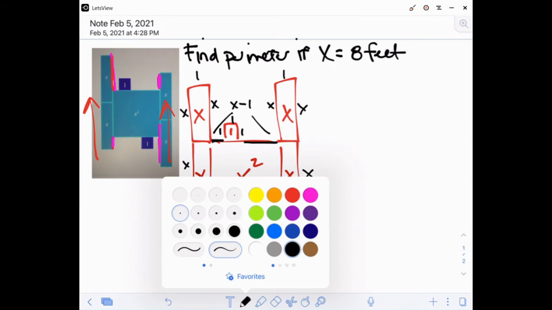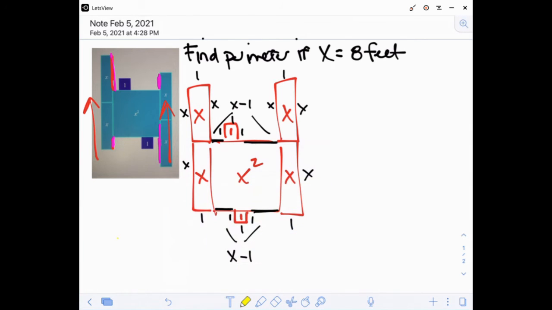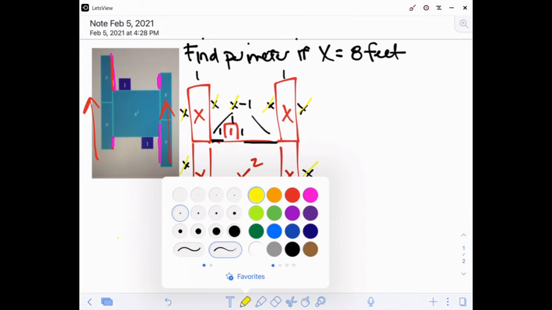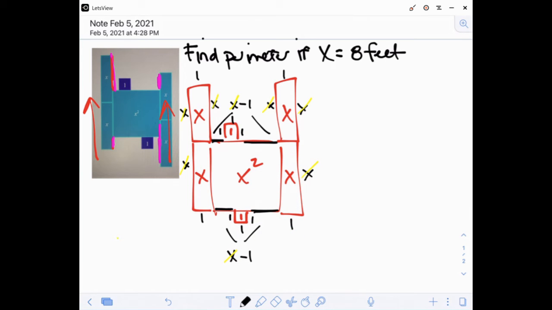So I know it's a little complicated, but let me just count. I'm going to count all my x's first. Okay? I'm going to mark them so I don't make a mistake. 1, 2, 3, 4, 5, 6, 7, 8. I've got 8 x's.